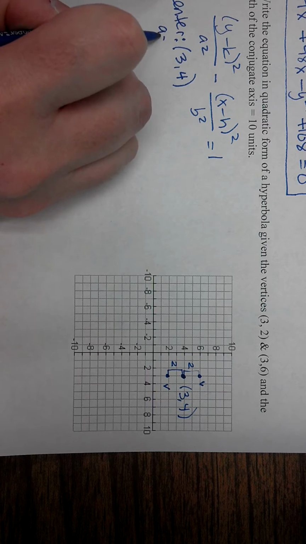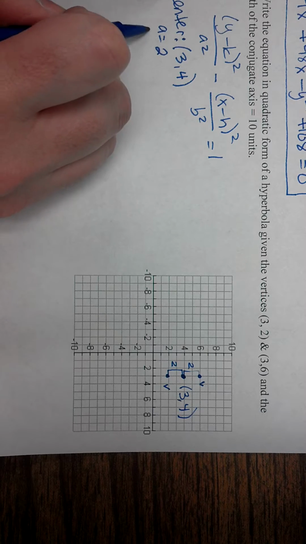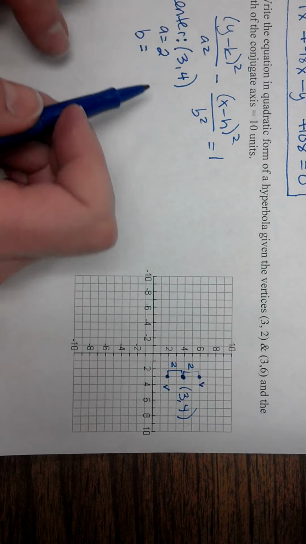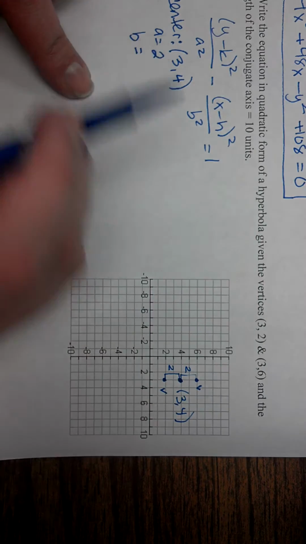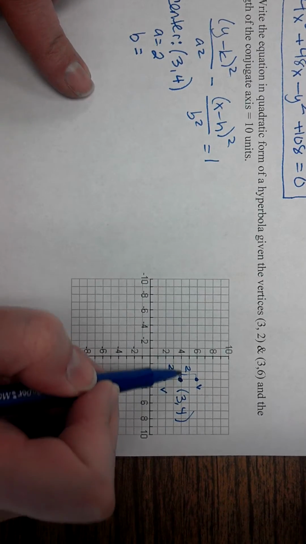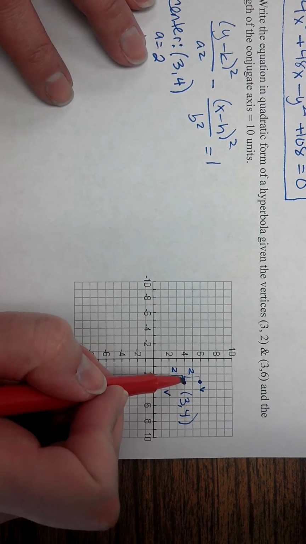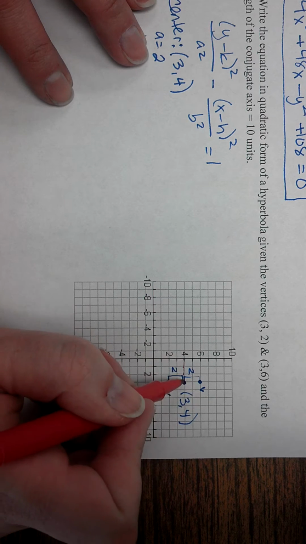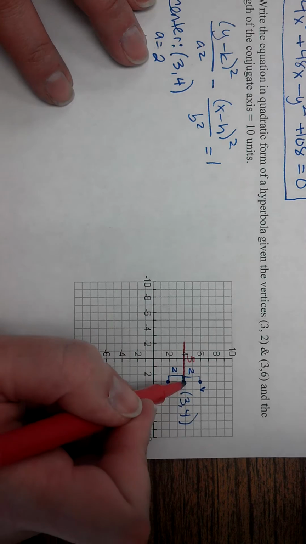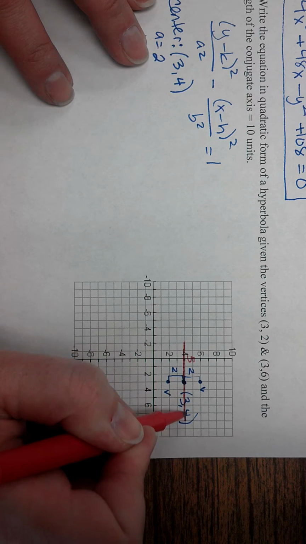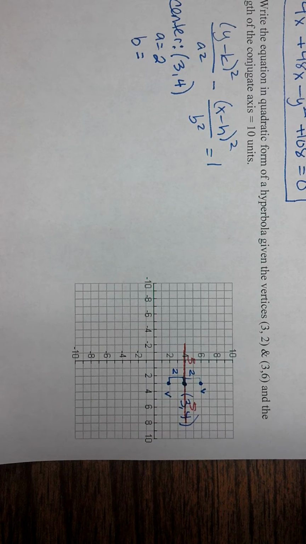All right, so now I have to find a, which we actually just found. So a is 2. I need b. All right, so now I have to use the other information that was given. Conjugate axis is 10 units long. Well, the conjugate axis is a total of 10 units. So that means from the center, I'm going to go left 5 units and right 5 units. So that gives me a total length of 10 units for the conjugate axis.